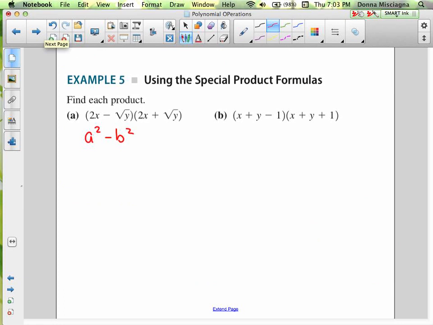Those would be opposites. What's our a? Our a is 2x. What's our b? Our b is the square root of y. So that's going to be (2x) squared minus (the square root of y) squared. (2x) squared is 4x squared. And the square root of y squared, the square and square root cancel, minus y. And there we go. We're done.